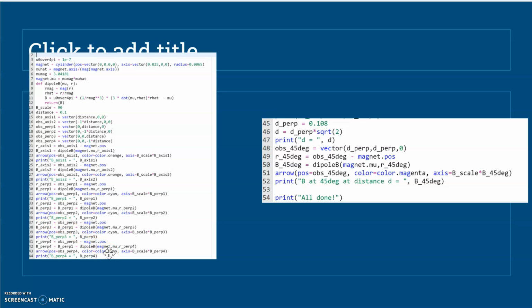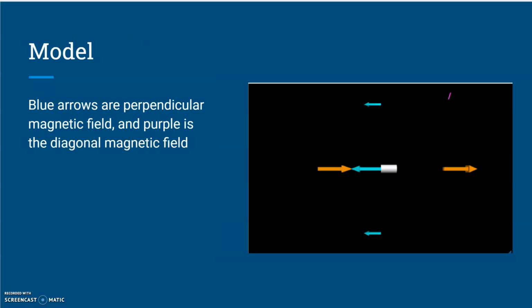This is my GlowScript code. It produces the expected magnetic field from our physical system. In line 11, you can see we use the Biot-Savart law for calculating magnetic field. And this is the model that code produces. The blue arrows are perpendicular magnetic field, and the purple is the diagonal magnetic field.